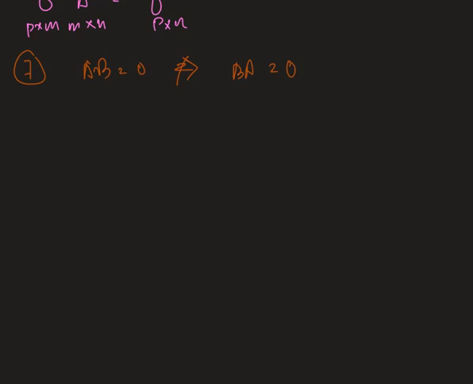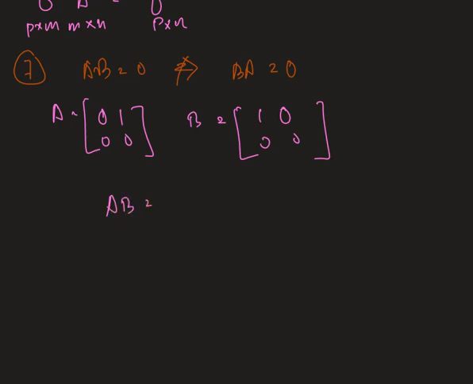For example, suppose we have a 2 cross 2 matrix A, that is 0 1, 0 0, and we also have a 2 cross 2 matrix B, 1 0, 0 0. Then AB is 0, but BA is not equal to 0, it is equal to 0 1, 0 0. So that's the proof.